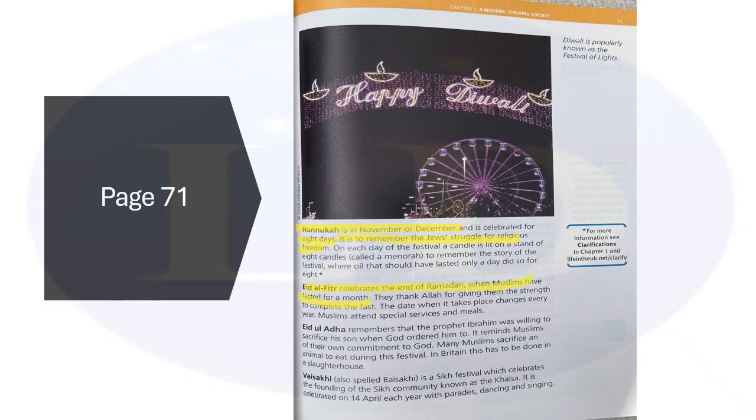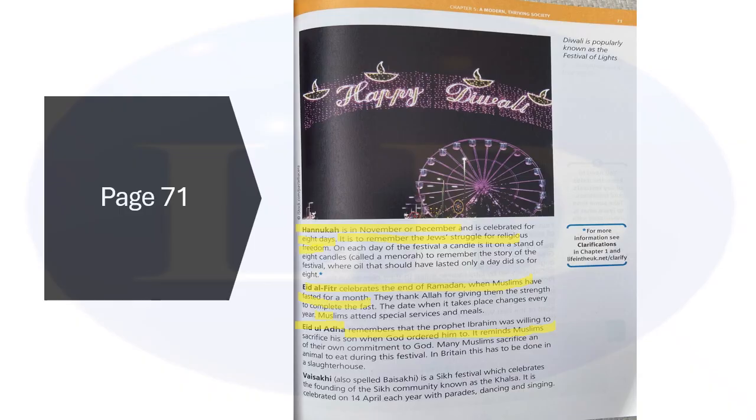Muslims attend special services and meals. The next one is Eid al-Adha, which is to remember that the Prophet Ibrahim was willing to sacrifice his son when God ordered him. It reminds Muslims of their own commitment to God. Many Muslims sacrifice an animal to eat during this festival. In Britain, this has to be done in a slaughterhouse. So these two festivals are Muslim festivals.